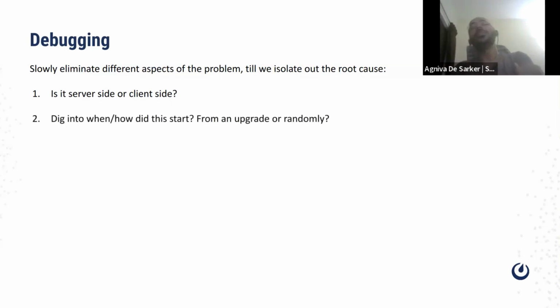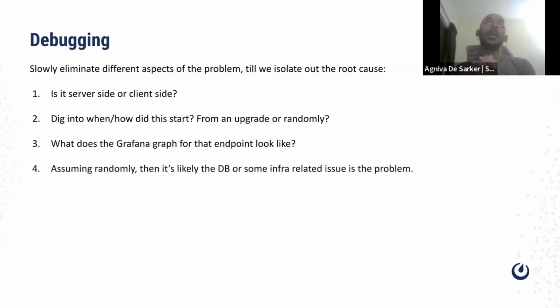Assuming it was server side, then we dig into how it started. I'm assuming that you have the Grafana panel open and you're looking at that. Then you would ask the customer, I'm seeing some spikes here. Did you make an upgrade recently, or did it just start to happen randomly, right? And I covered this.